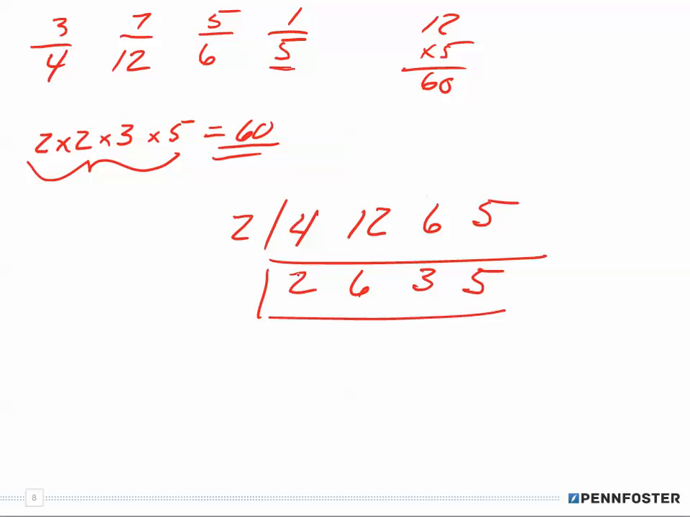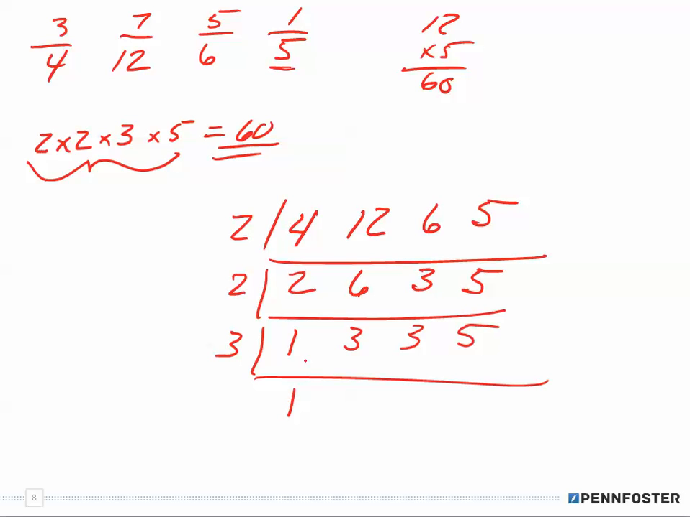Now, I know 2 can still go into 2, so I'm going to use 2 again. That'll give me a 1. 2 into 6 is 3. 2 can't go into 3, so I'm bringing down the 3. And of course, 2 can't go into 5, so that's 5. Now I'm done with the prime number 2, so let me move over to 3.